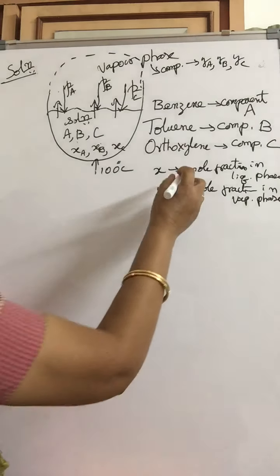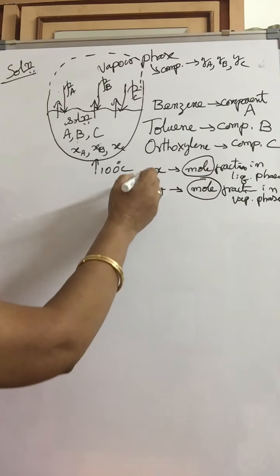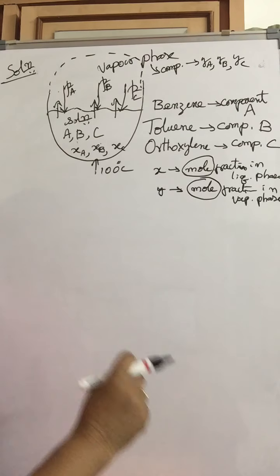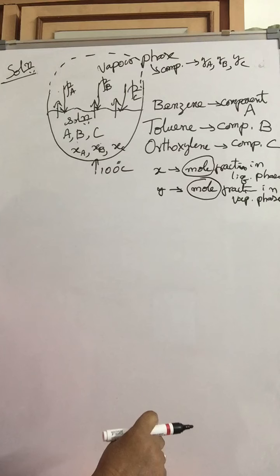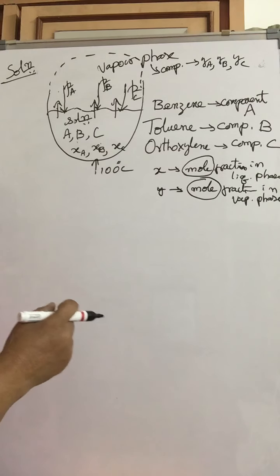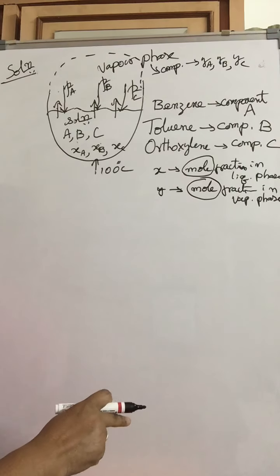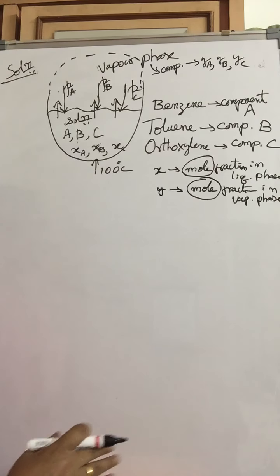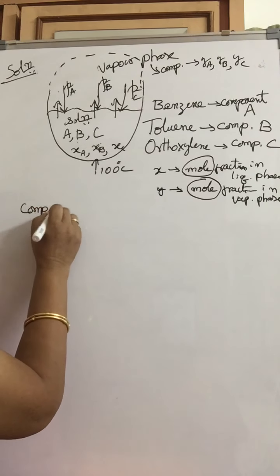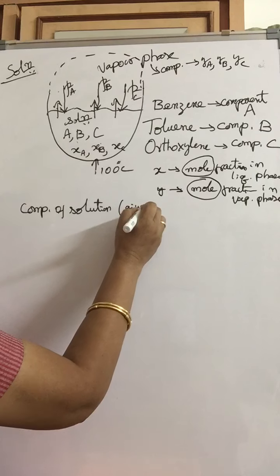You need to remember, and also the most important point, that X and Y should be only in mole fraction. So in the problem you need to check whether the mole fraction or mole percentage is given directly, or weight fraction or weight percentage is given. If weight percentage is given, you need to convert to mole percent. If mole percentage is given, you can substitute directly, and no conversion is required. So now we will write the composition of the solution given.